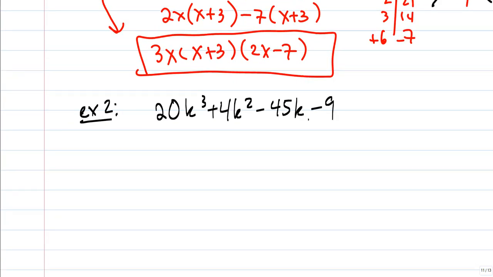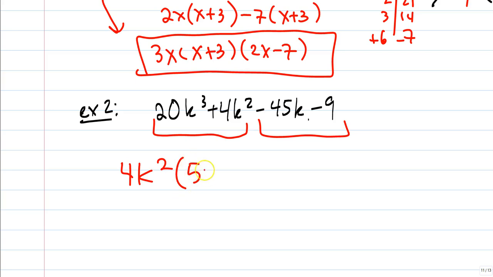Next example, already has 4 terms. 4 terms, factor by grouping. Group the first two, group the second two. 20 and 4 are both divisible by 4. Do not forget to bring out the k squared. That leaves us with 5k plus 1. Negative 45 minus 9, pull out the negative and the 9, leaves us with 5k plus 1.